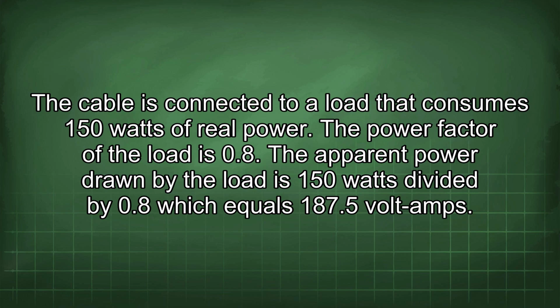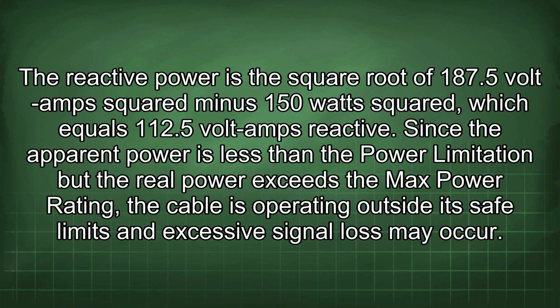187.5 volt-amps. The reactive power is the square root of 187.5 volt-amps squared minus 150 watts squared, which equals 112.5 volt-amps reactive. Since the apparent power is less than the power limitation but the real power exceeds the max power rating, the cable is operating outside its safe limits and excessive signal loss may occur.